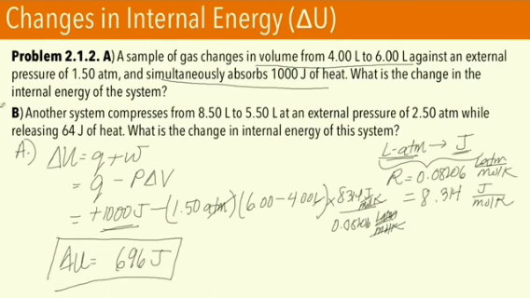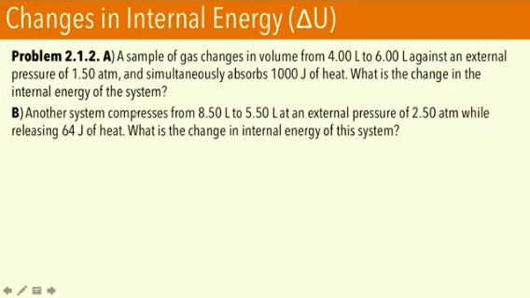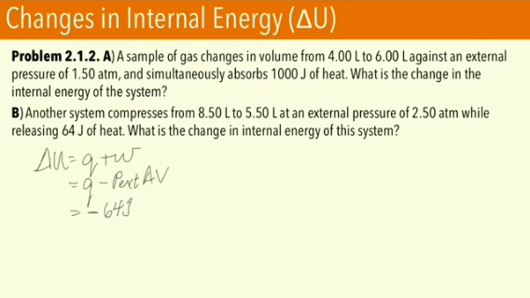Let's try to calculate B. For another system, this time we have a compression, and we also have a release of heat. So delta U is equal to Q plus W. Our work is again pressure volume work, so Q minus P external delta V, and our pressure is also constant here. For our Q, we're releasing 64 joules of heat, so we have a negative sign: negative 64 joules. Minus, and note that we're doing a compression here, so we expect that our overall work is going to be positive.